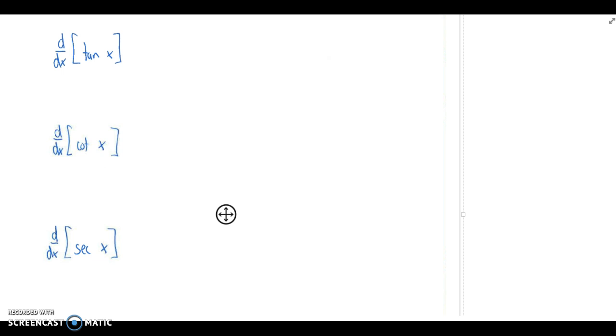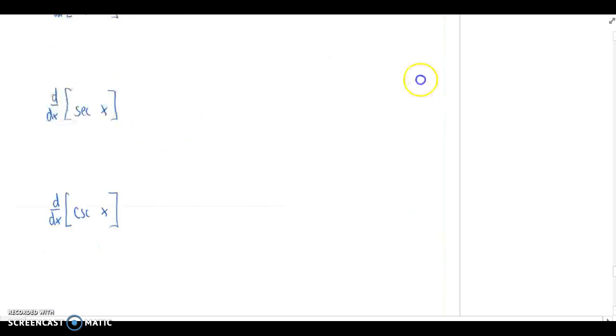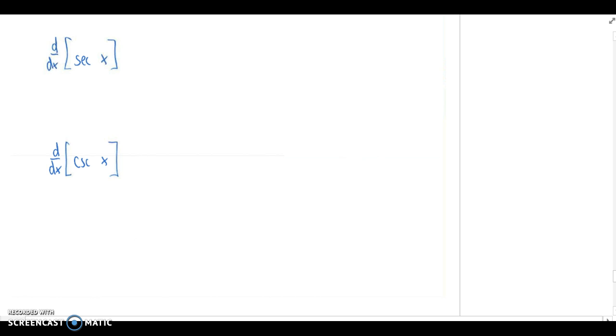The derivative of the tangent of x is secant squared of x. The derivative of cotangent x is negative cosecant squared x. The derivative of secant x is equal to sec x times tangent x. And the derivative of cosecant x is equal to negative cosecant x times cotangent x.